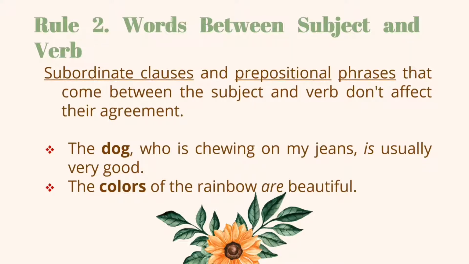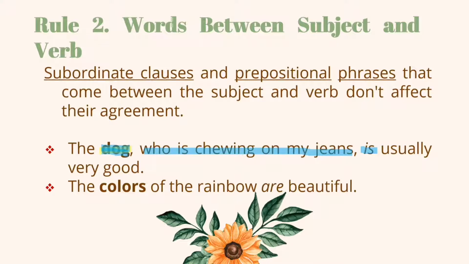So we have here the example, the dog who is chewing on my jeans is usually very good. So sa example na to, hanapin muna natin yung subject. So we have here dog, obviously, naka-bold naman. And then we have here a subordinate clause, which is who is chewing on my jeans. Walang kinalaman yan sa subject-verb agreement. So saan ka titingin? Dito ka pa rin titingin sa dog, yung subject. So since dog is singular, ang ating verb ay singular. Kaya is ang gagamitin.